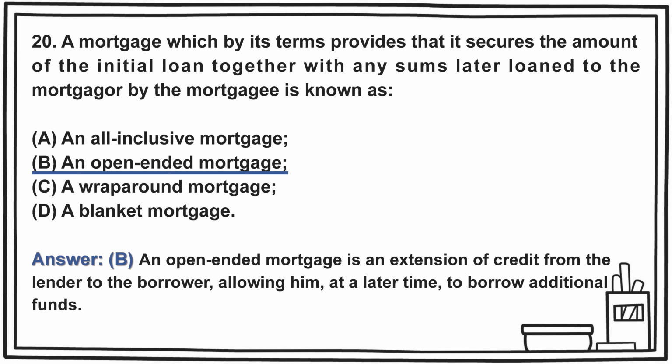Answer: B. An open-ended mortgage is an extension of credit from the lender to the borrower, allowing him, at a later time, to borrow additional funds.